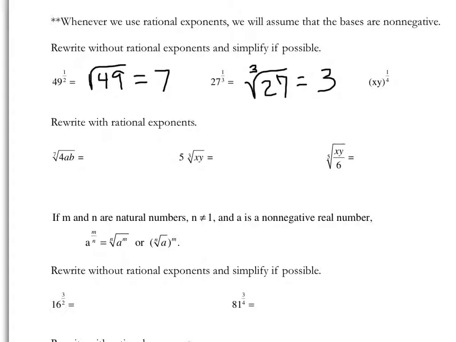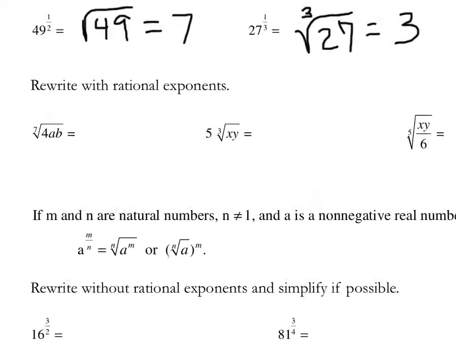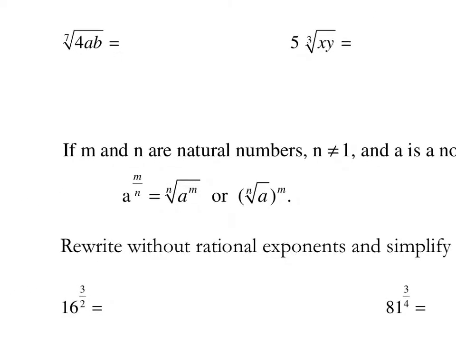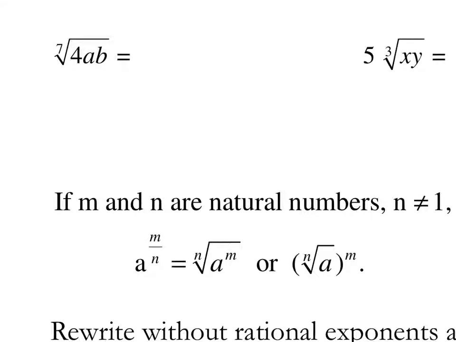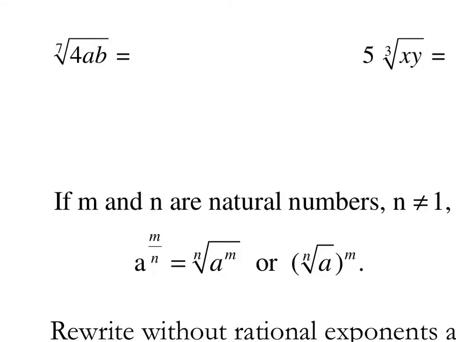So when you say xy to the 1/4, it's both x and y to the 1/4. You mean the 4th root of x times y. Let's rewrite with rational exponents. This time we're given the radical. We're going to rewrite it with fractional exponents. So this is the 7th root of 4ab. That quantity, 4ab, we need to put it in parentheses to show that we're talking about all of that. And we're raising it to the 1/7 power.